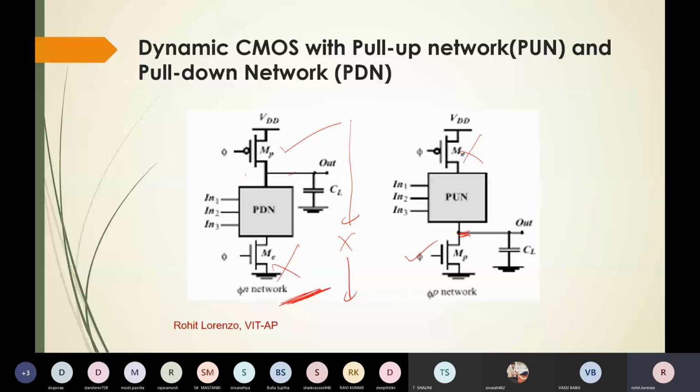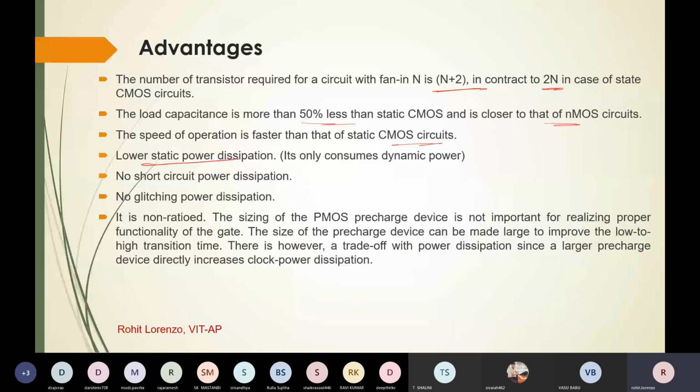It is a non-ratioed type of logic, so whether you change the W/L, it will not affect the functionality of the circuit. Sizing of the PMOS pre-charge device is not important for proper functionality. So the size of the pre-charge device can be made large to improve low to high transition time, with a trade-off in power dissipation, since a large pre-charge device directly increases the clock power.